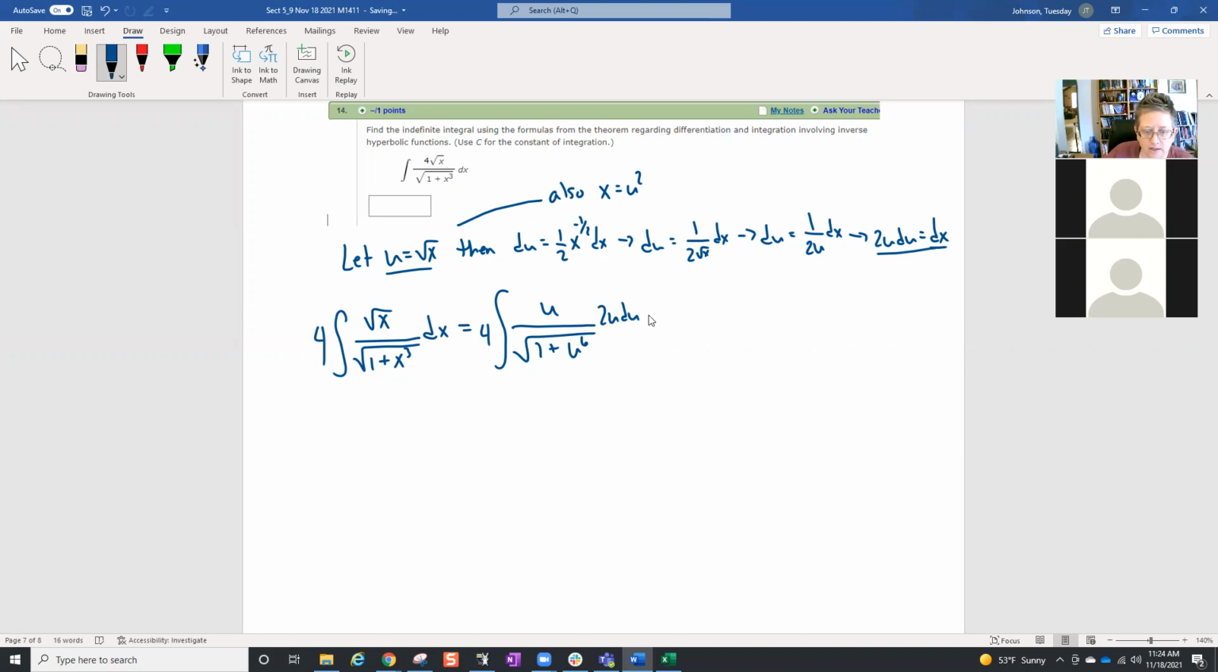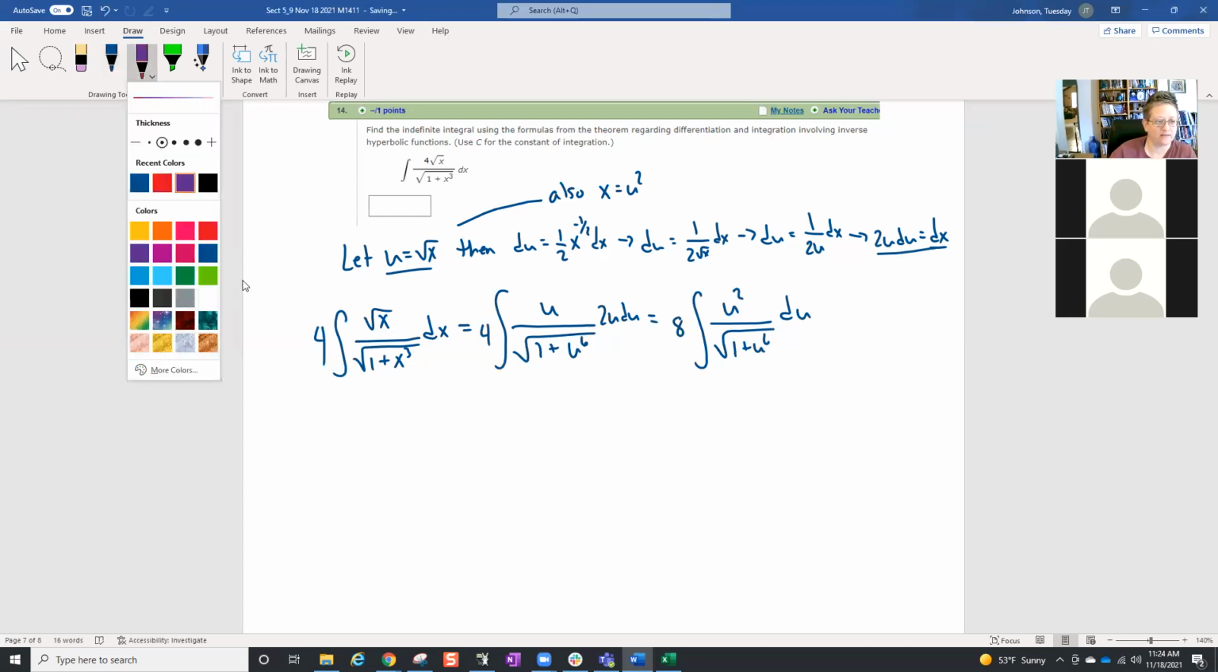I'm going to move that 2 out in front also. We'll end up with 8u squared over the square root of 1 plus u to the 6th du. All right, great.